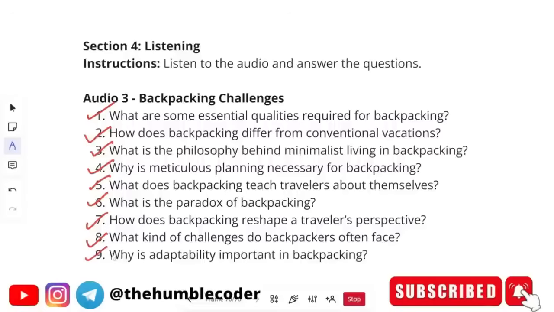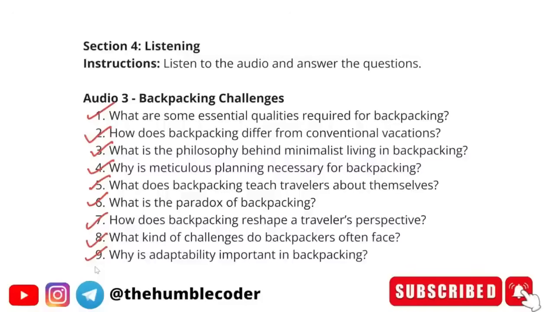Moving on to the last question that we have, why is adaptability important in backpacking? The correct answer will be: adaptability is crucial because conditions and situations can change unexpectedly during the journey.